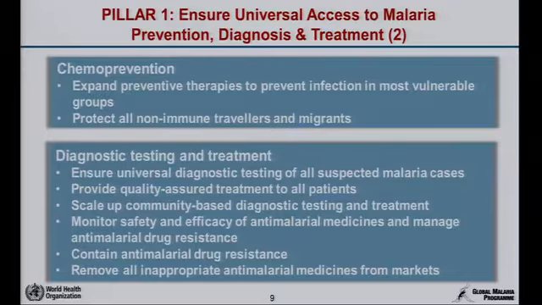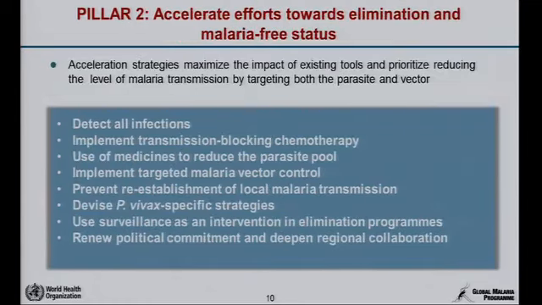anti-malarial drug resistance, and ideally, in certain circumstances, and there's been a recommendation by the Malaria Policy Advisory Committee to WHO that the best, probably the only way at this point to contain artemisinin resistance in the greater Mekong region is to go for a full elimination effort in the region. And finally, remove all inappropriate antimalarial medicines from the markets.